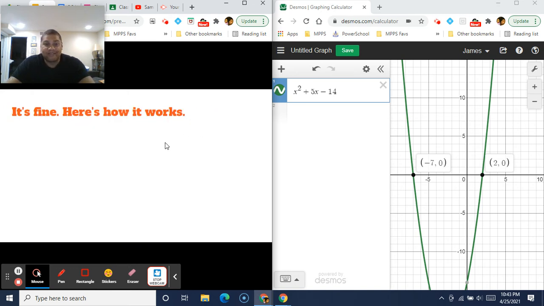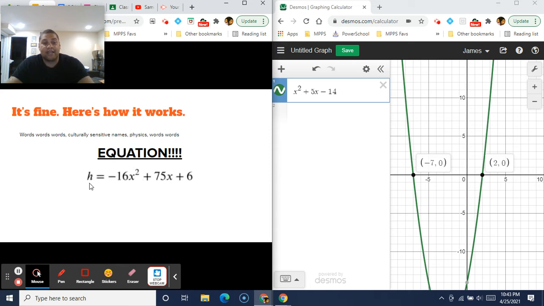It's fine, right? It's a word problem, so how's it work? Words, culturally sensitive nicknames, physics, words, yes, all the applications for quadratics usually have to do with physics. And then there's going to be a big old fat equation slapped somewhere in the middle of it. It's always going to look something like this. H equals negative 16x squared plus some number times x plus some other number. I could tell you what the 75 represents. It's the initial velocity. I could tell you what the 6 stands for. It's the initial height.